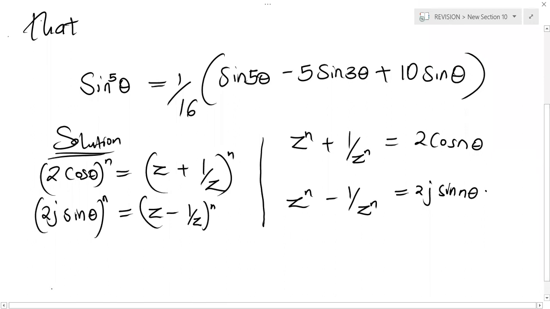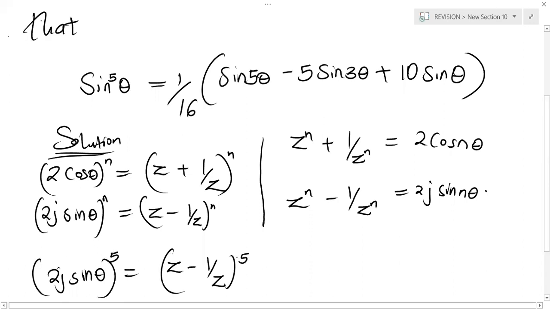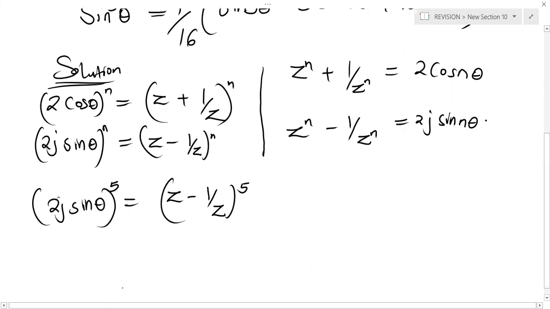So we are going to use this. I'm going to take 2j sine theta, which is equal to z minus 1 over z. And since I want sine raised to power 5, I am going to raise this to power 5 and also raise this to power 5. This function here is what is going to give me my sine raised to power 5 theta. Now, here I have 2 raised to power 5, j raised to power 5, and sine raised to power 5 theta is equal to, I carry out my expansion on this side.